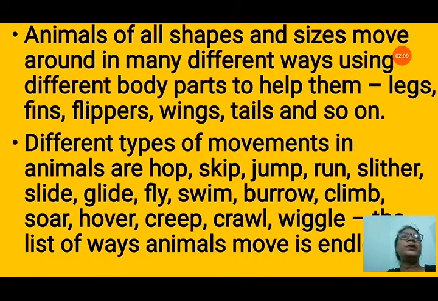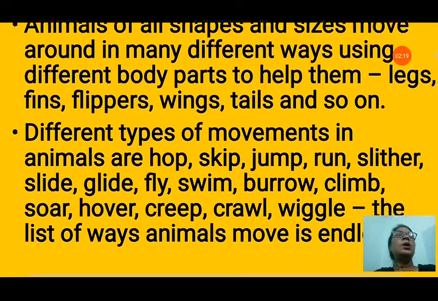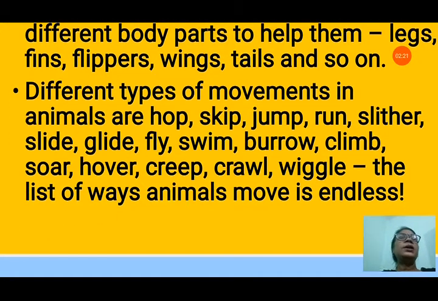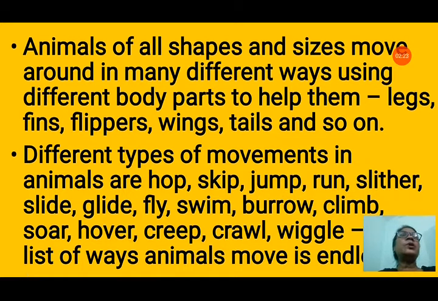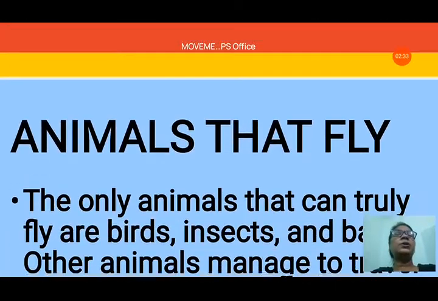Different types of movement in animals are hop, skip, jump, run, slither, slide, glide, fly, swim, burrow, climb, soar, hover, creep, crawl, wiggle. The list of ways animals move is endless. That means there are many different organs and different types of movement in animals to move from one place to another. Now let us see all these movements in animals.